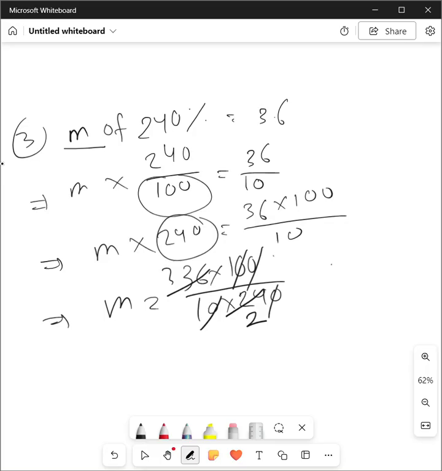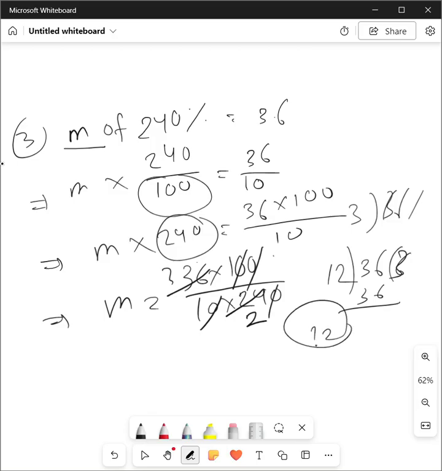So 12 and 36: 3 by 36 also gives 12. That means we are dividing 36 and 24 both by 12. So 12 is our main factor here. So we get m is equal to 3 by 2. So this is our number. We can also write it as a decimal, which gives us 1.5. So that means 1.5 of 240% will give us 3.6.